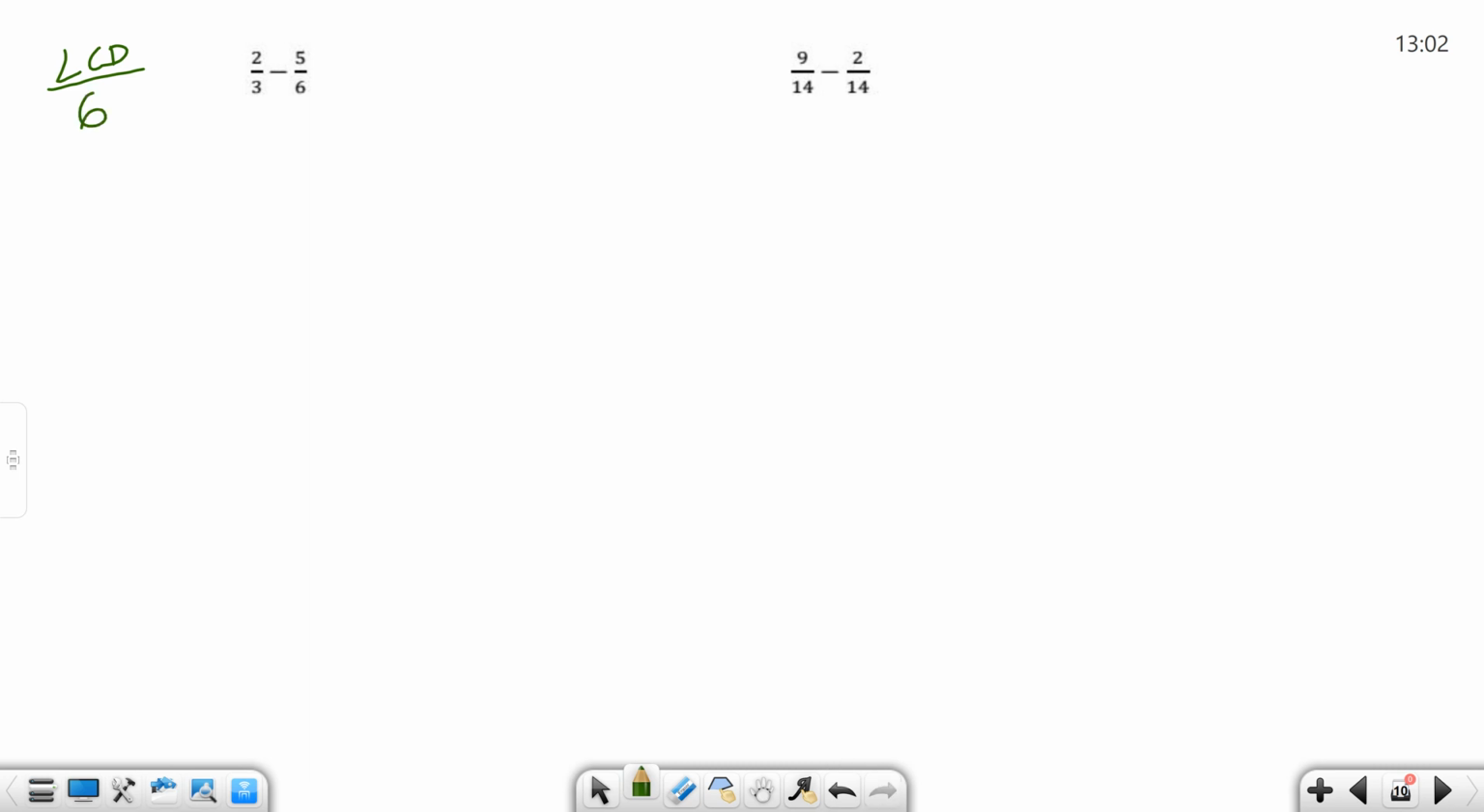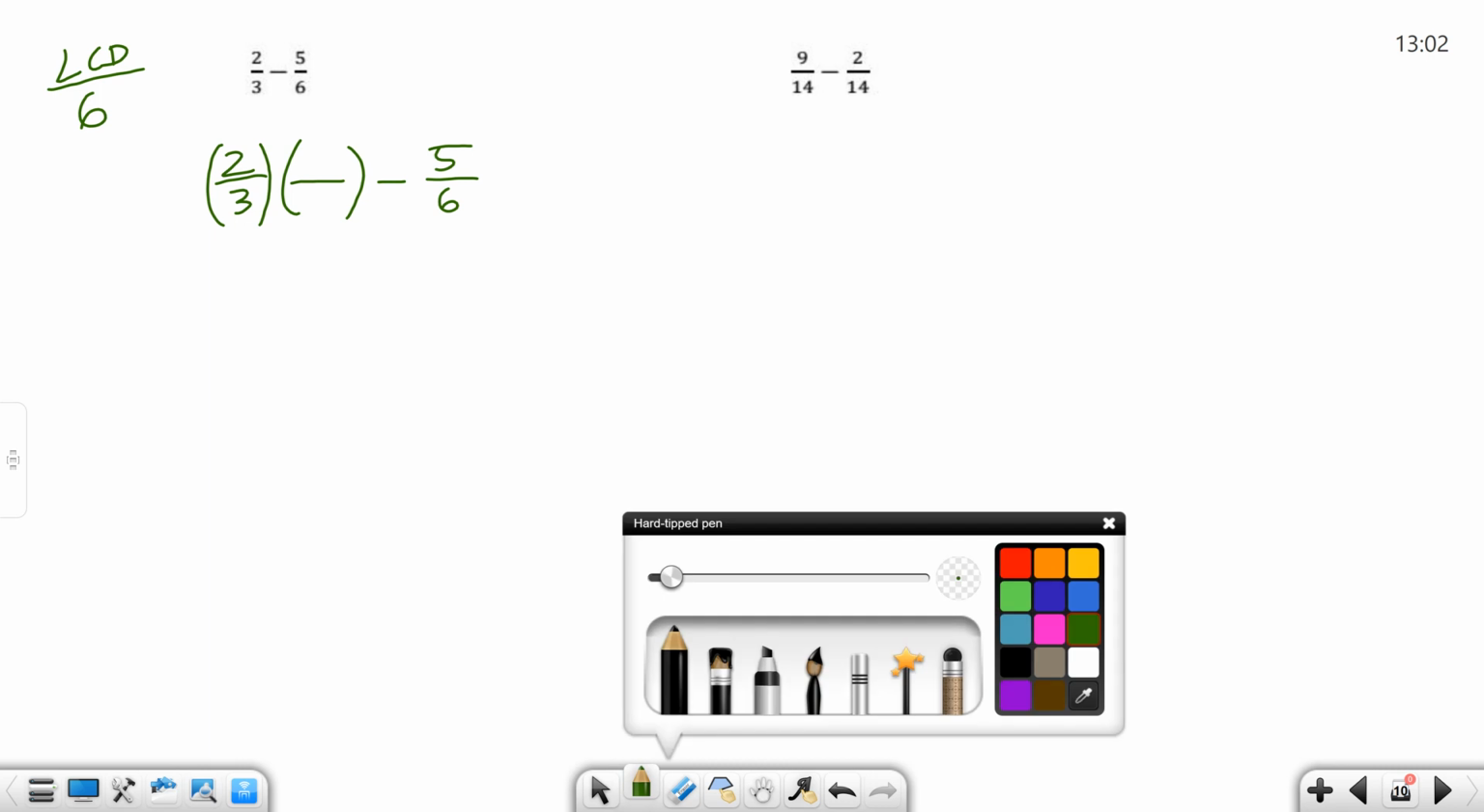That's nice. So then if my LCD is already 6, then I say 2/3. Do I multiply that by something? Yes, because it's not already over 6. Minus 5/6. Do I multiply 5/6 by anything? The answer is no, because it's already over the LCD of 6. So then I go back and ask myself, okay, what do I multiply?